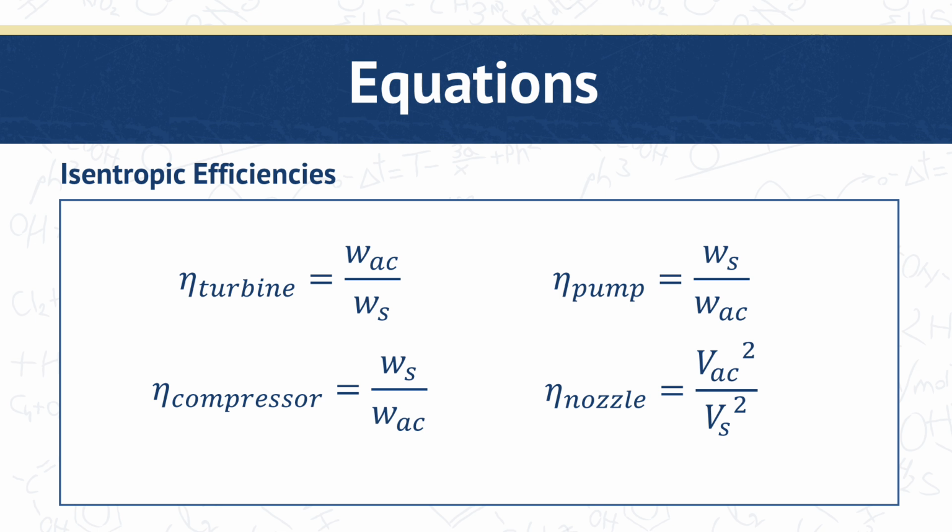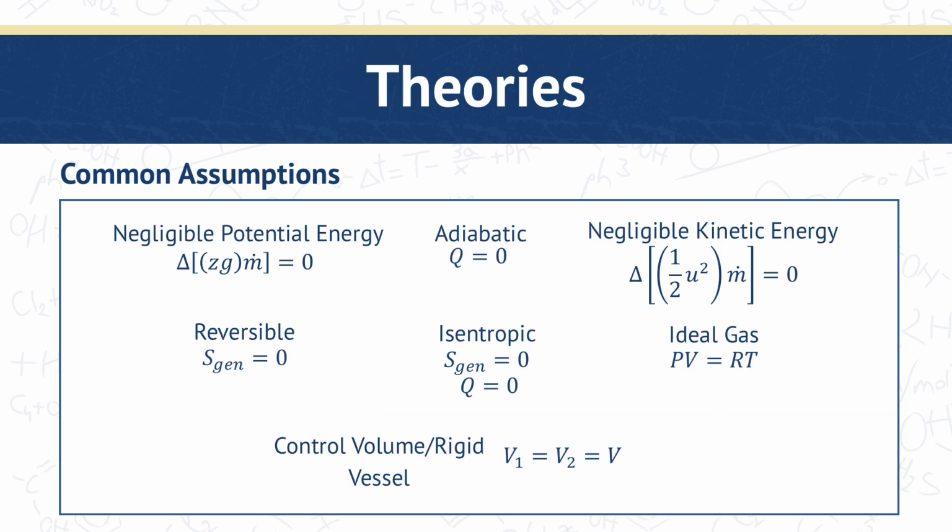WAC represents the actual work done by the system. WS represents the isentropic work of the system, which is when the system is both adiabatic and reversible. And for nozzle, VAC represents the actual velocity of the system, while the VS represents the isentropic exit velocity of the system.